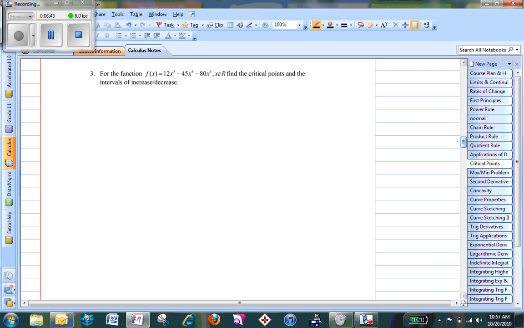Here's my next example. It says here, for this function, where x is an element of real numbers, find the critical points and the intervals of increasing or decreasing. This time, I didn't break it down into stages, but the process of doing the question is the exact same.